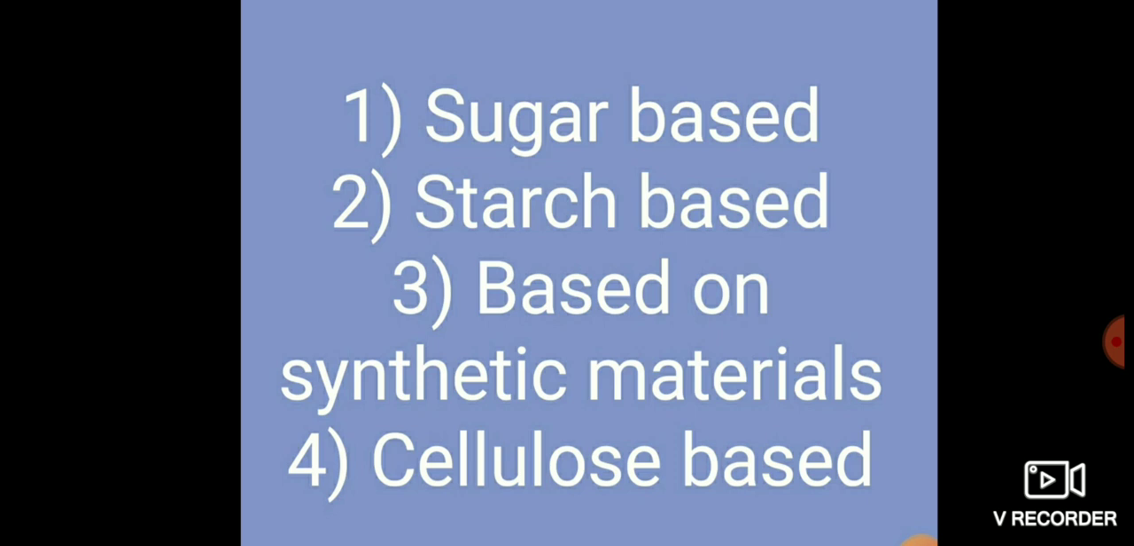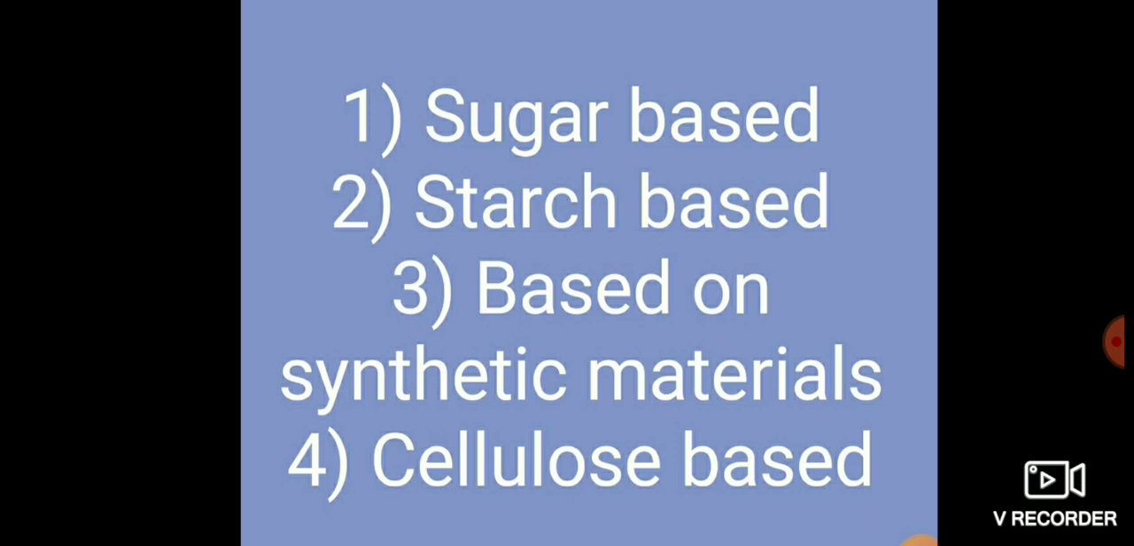The third one, that is biopolymers based on synthetic materials. Synthetic compounds that are obtained from petroleum can also be used for making biodegradable polymers such as aliphatic, aromatic, and copolyesters. Though these polymers are manufactured from synthetic components, they are completely compostable and biodegradable.